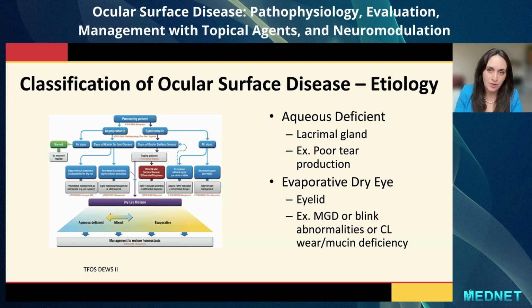So for aqueous deficient dry eye disease, you want to think about that's more involving the lacrimal gland and challenges with tear production. And then evaporative dry eye is more focused on the eyelid and diseases like meibomian gland disease or challenges with blink or contact lens overwear, which really changes how you want to manage these patients. Again, most patients are in the middle somewhere involving both an aqueous component and evaporative.